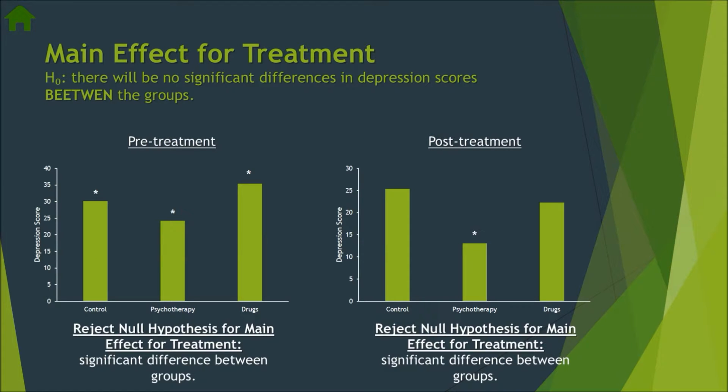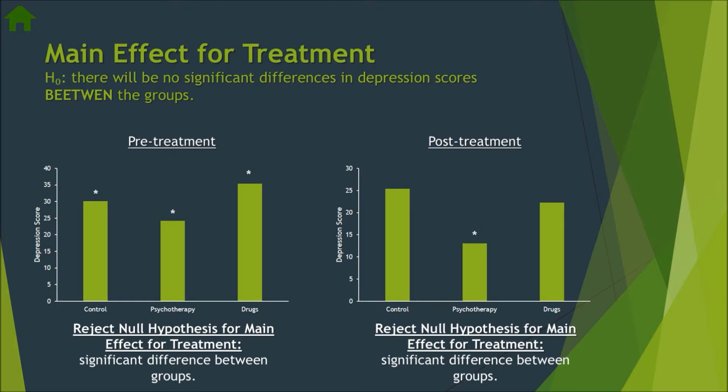This slide is just some figures to illustrate the differences that we just discovered in the two one-way randomised ANOVAs with Bonferroni. Again, at pre-treatment, we concluded that all of the groups were significantly different to each other. However, the figure shows us that the psychotherapy group was significantly less depressed than all the groups, and that the control group was significantly less depressed than the drugs group.